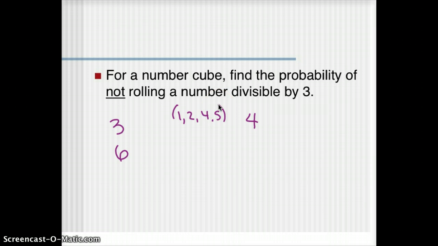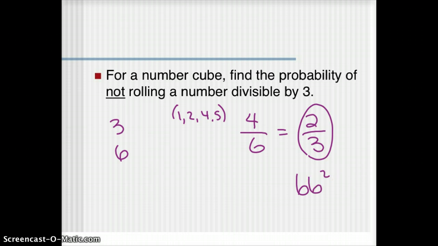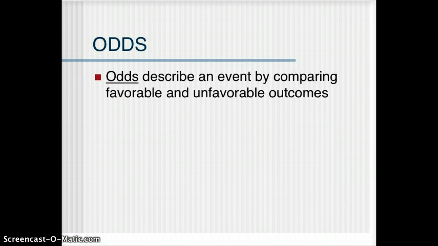Okay, out of the 6 numbers, the probability here of getting a number that's not divisible by 3 is 2/3. Or I could put 66 and 2/3%. Okay, that's fine.